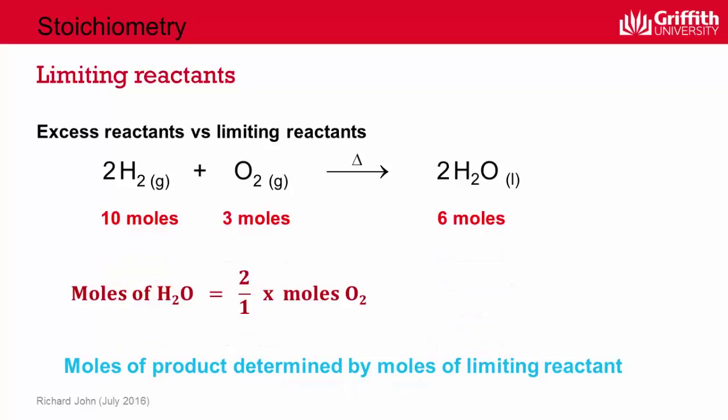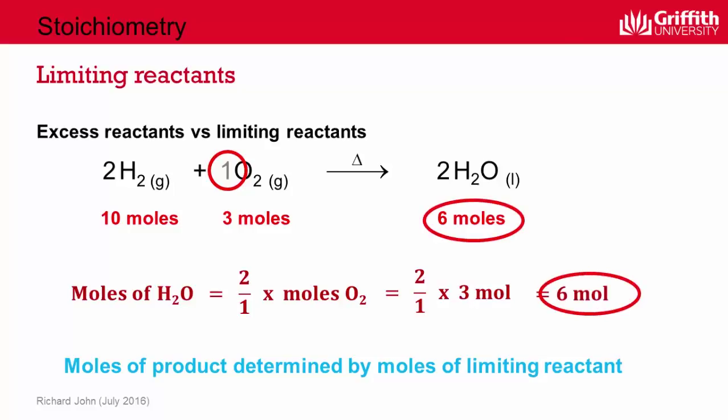Mathematically, we can represent that by saying that the moles of water, that's the moles of product, equals 2 on 1 times the starting moles of oxygen. 2 on 1 comes from the ratio of the stoichiometric coefficients: the stoichiometric coefficient of the substance we are trying to find information about divided by the stoichiometric coefficient of the substance we've been given information about. But this time the substance is the limiting reactant, oxygen, where we started with 3 moles. So 2 on 1 times 3 moles gives us our 6 moles of water.